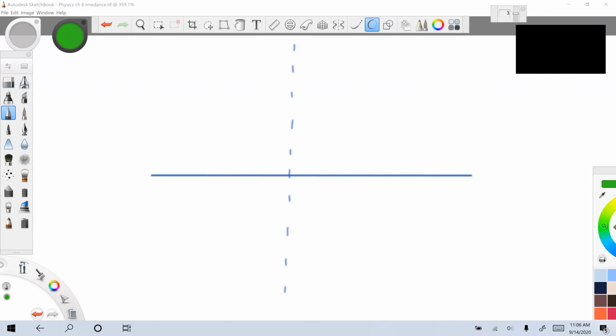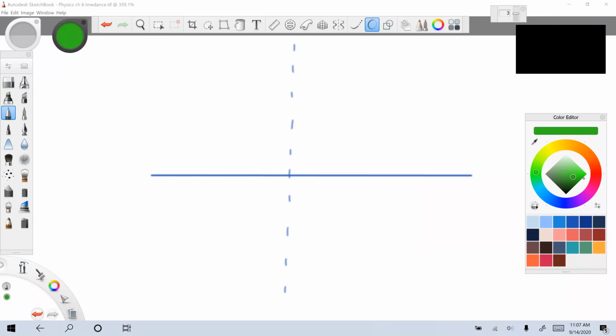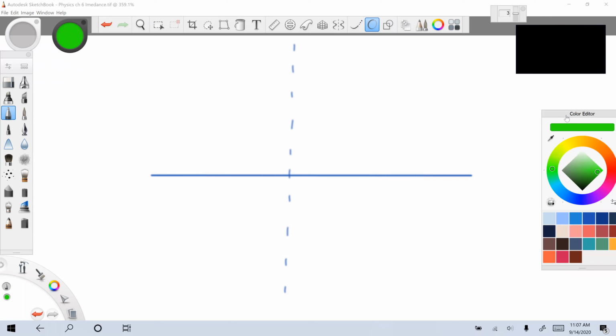Let's get a pretty color here. And let's come in at an angle like so, which means the beam's traveling down. There's my incident pulse of sound, because we are dealing with pulses, right?